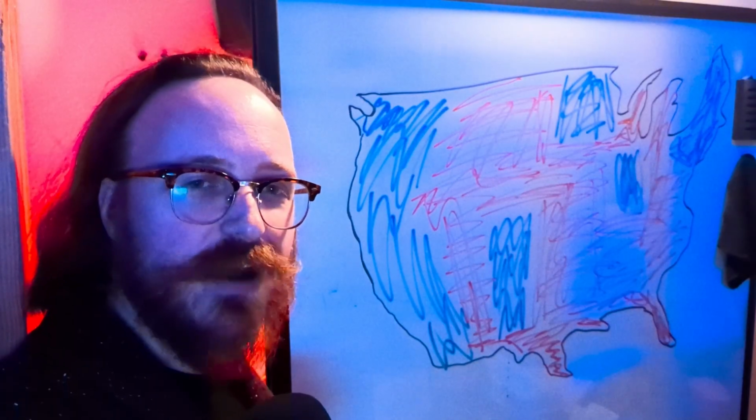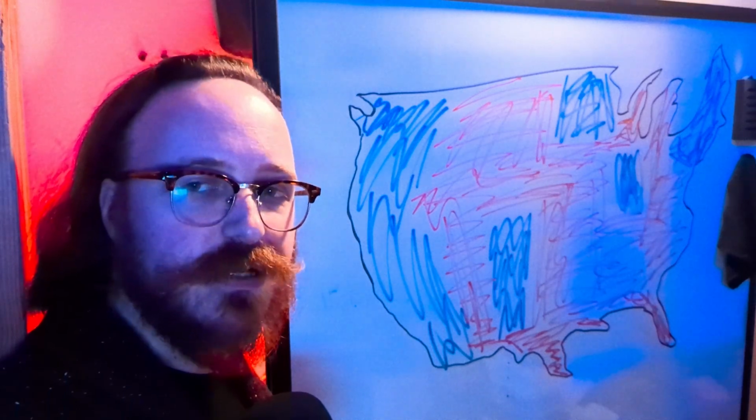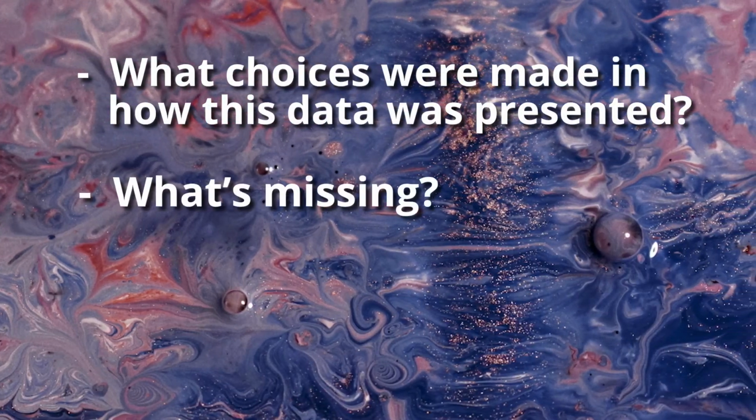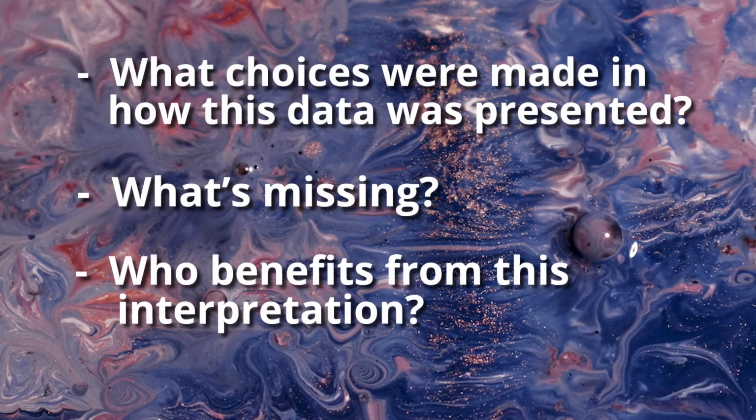When we see a graph or map, we need to ask ourselves, what choices were made in how this data was presented? What's missing? Who benefits from this interpretation?